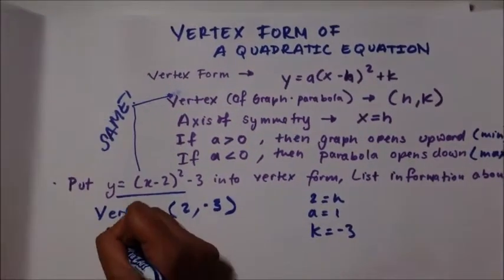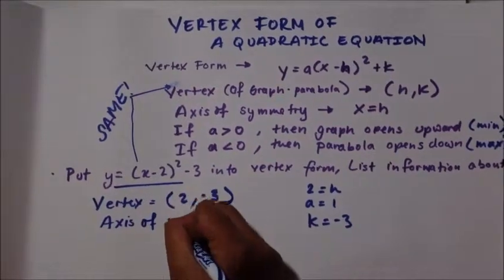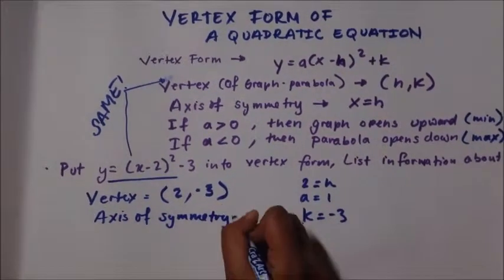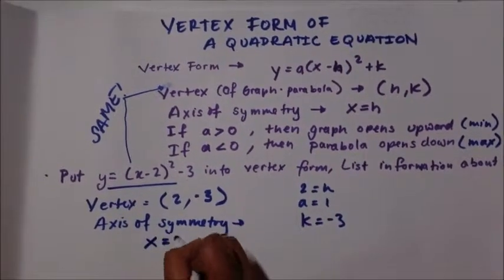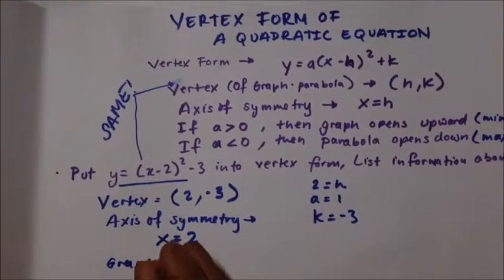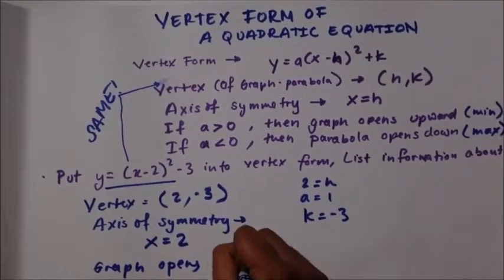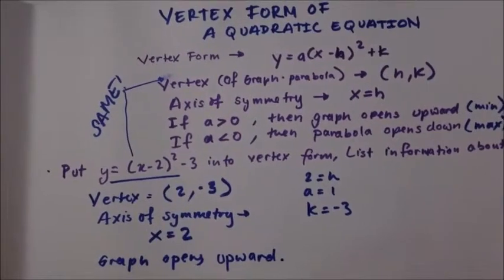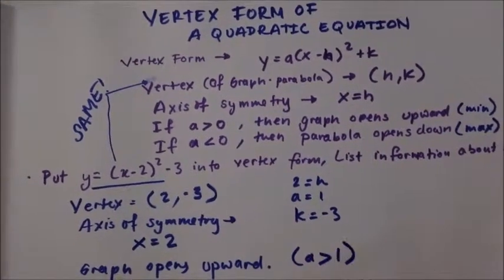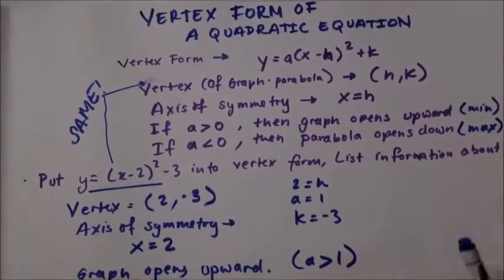So our vertex will be (2, negative 3), and our axis of symmetry will be x equals 2. Our graph will open upward because our a, 1, is greater than 0. It's supposed to be 0 right there, not 1.